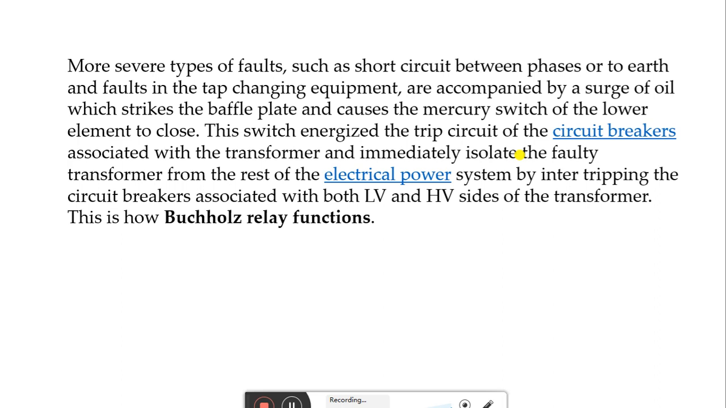This switch energizes the trip circuit of the circuit breakers associated with the transformer and immediately isolates the faulty transformer from the rest of the electrical power system by intertripping the circuit breakers associated with both the low voltage and high voltage side of the transformer. This is how the Buchholz relay functions.